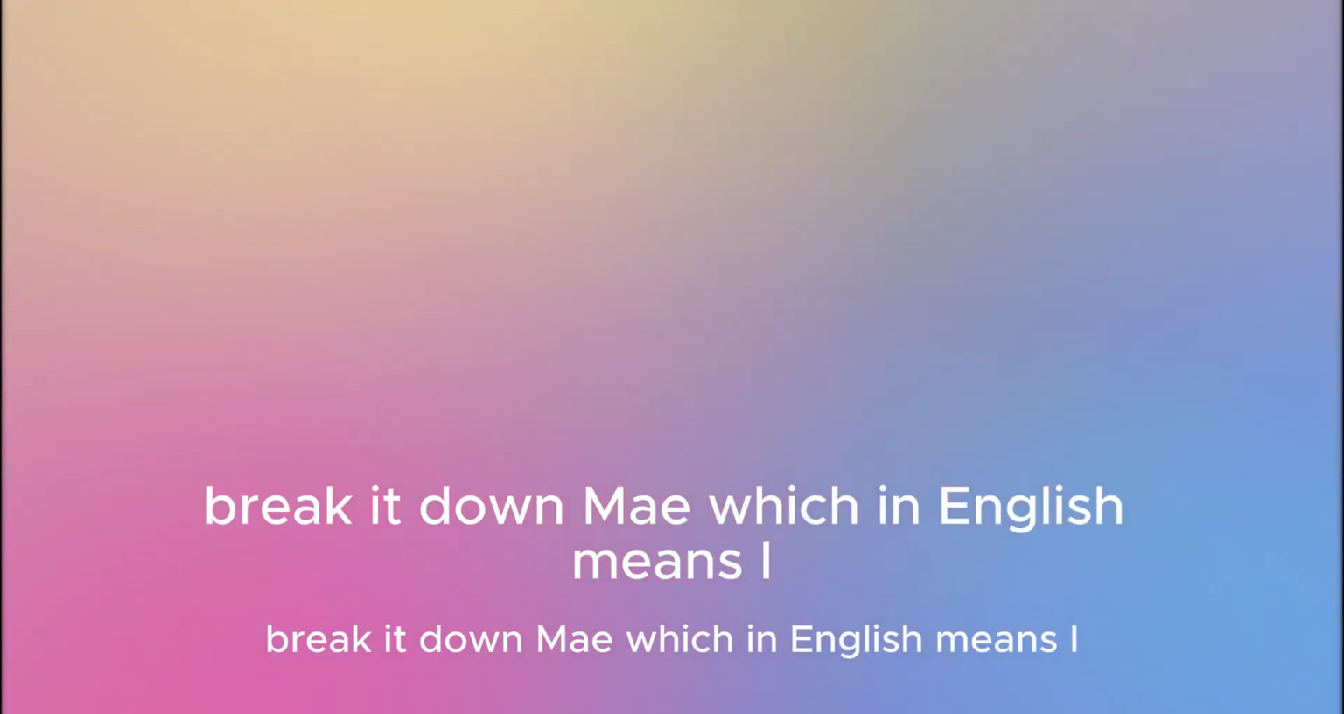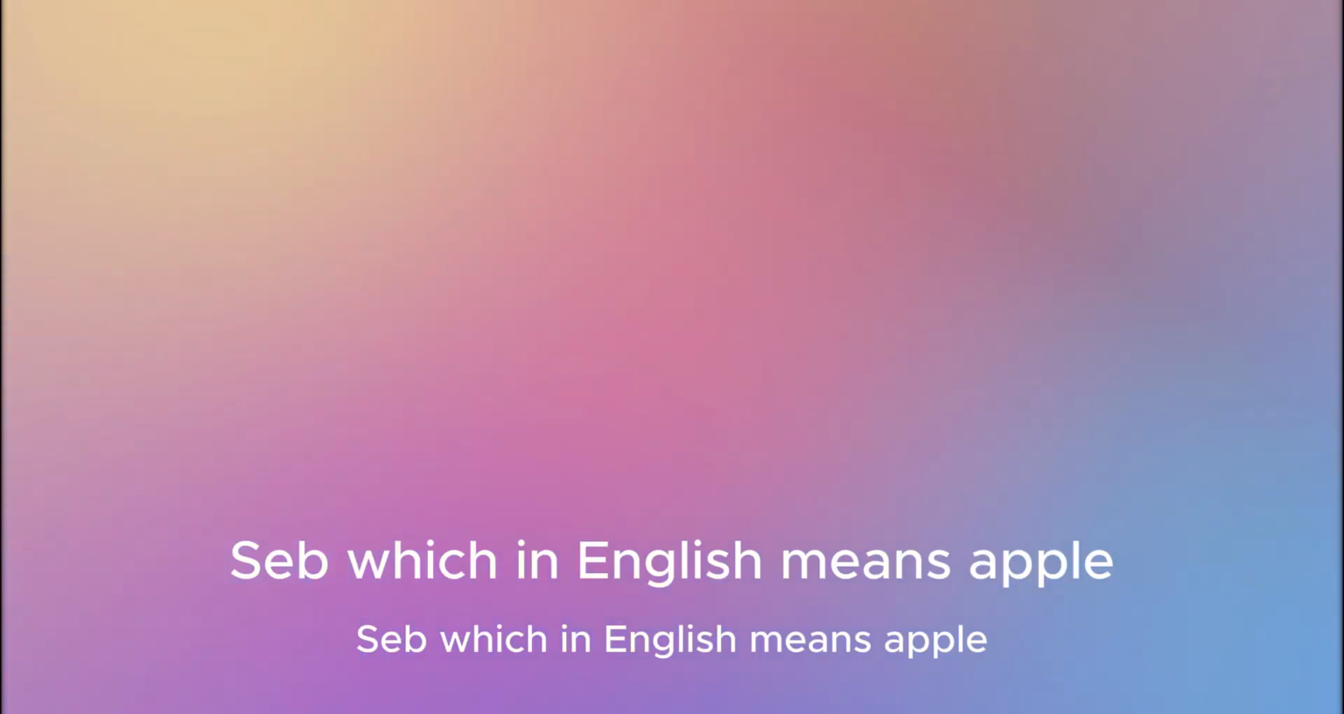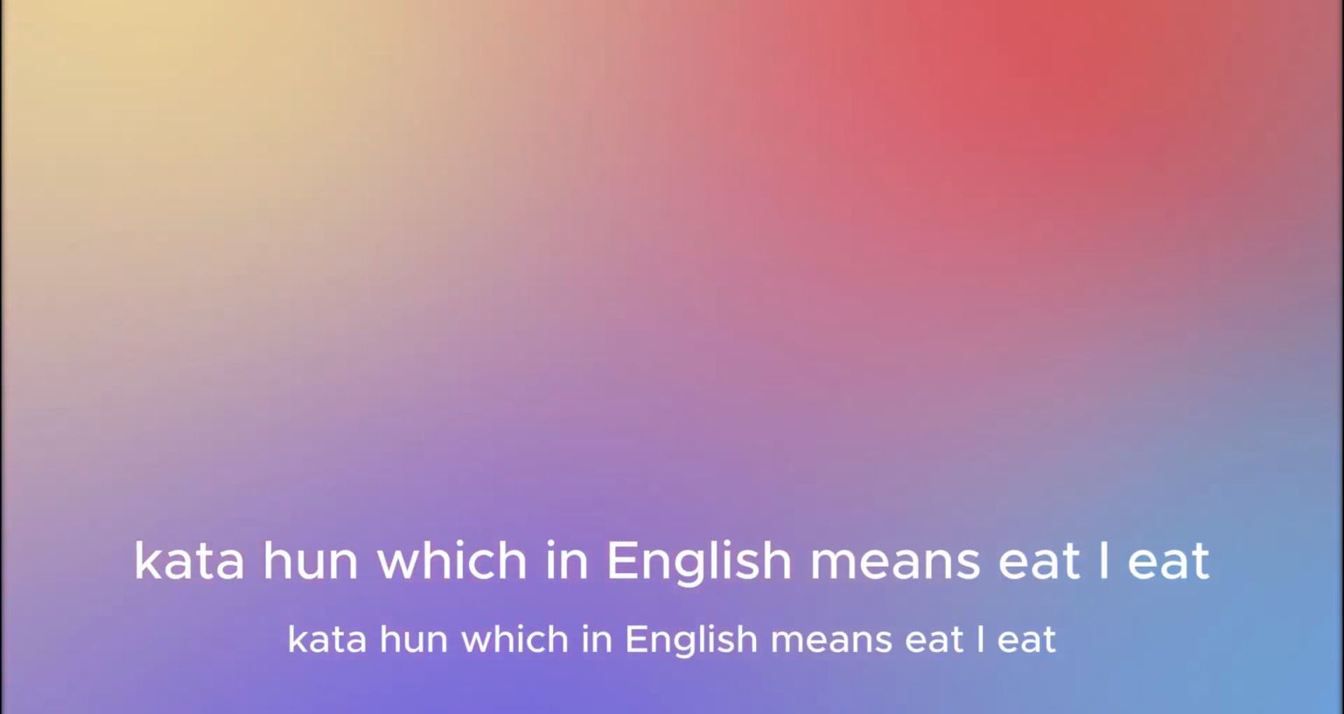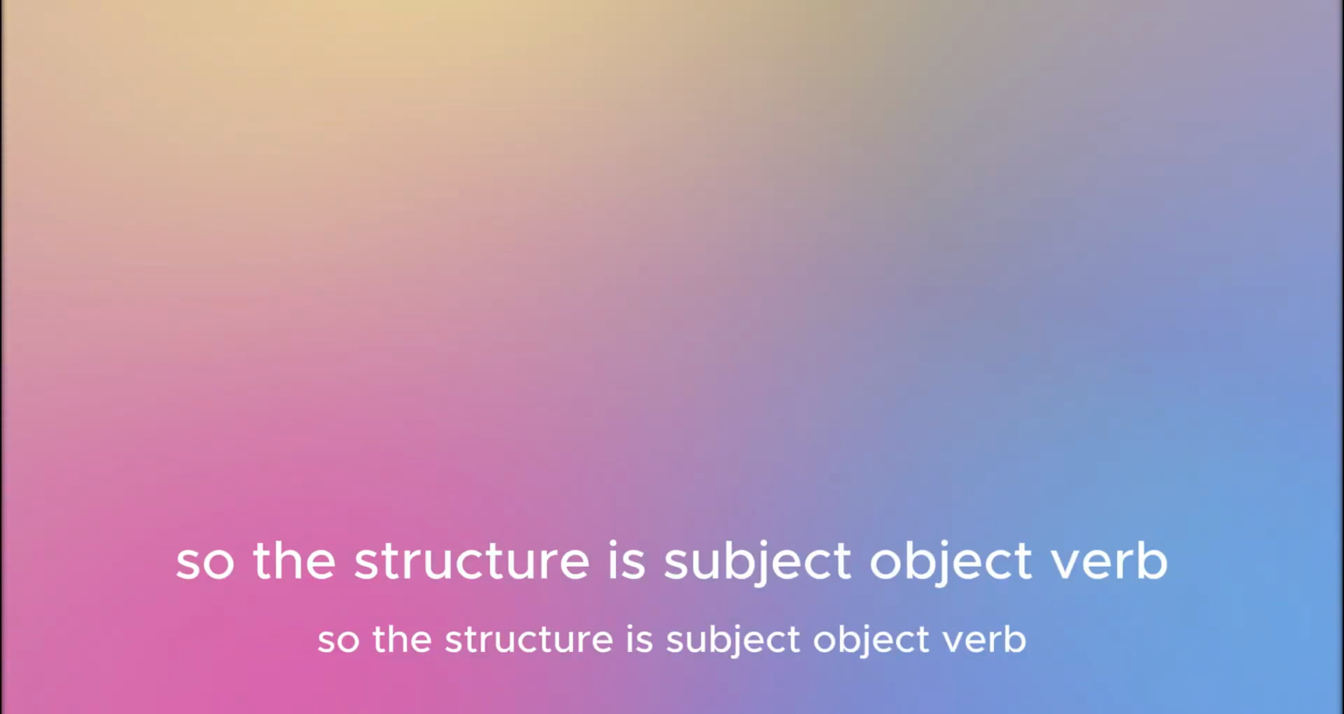Break it down. मैं, which in English means I. सेब, which in English means apple. खाता हूँ, which in English means eat. I eat. So the structure is subject, object, verb.